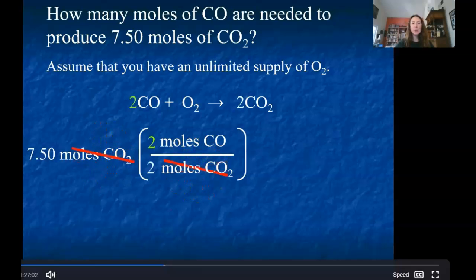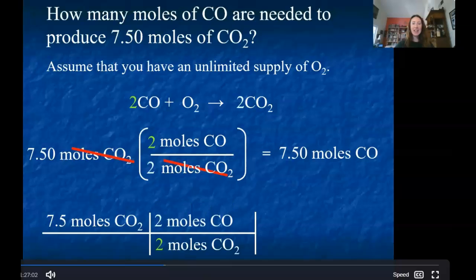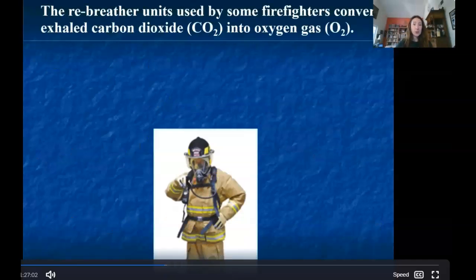Don't worry, we have lots of food examples coming up when we do limiting reactants. Okay, so we get 7.50 moles of CO. Okay, now let's try one that's got a little more oomph to it.